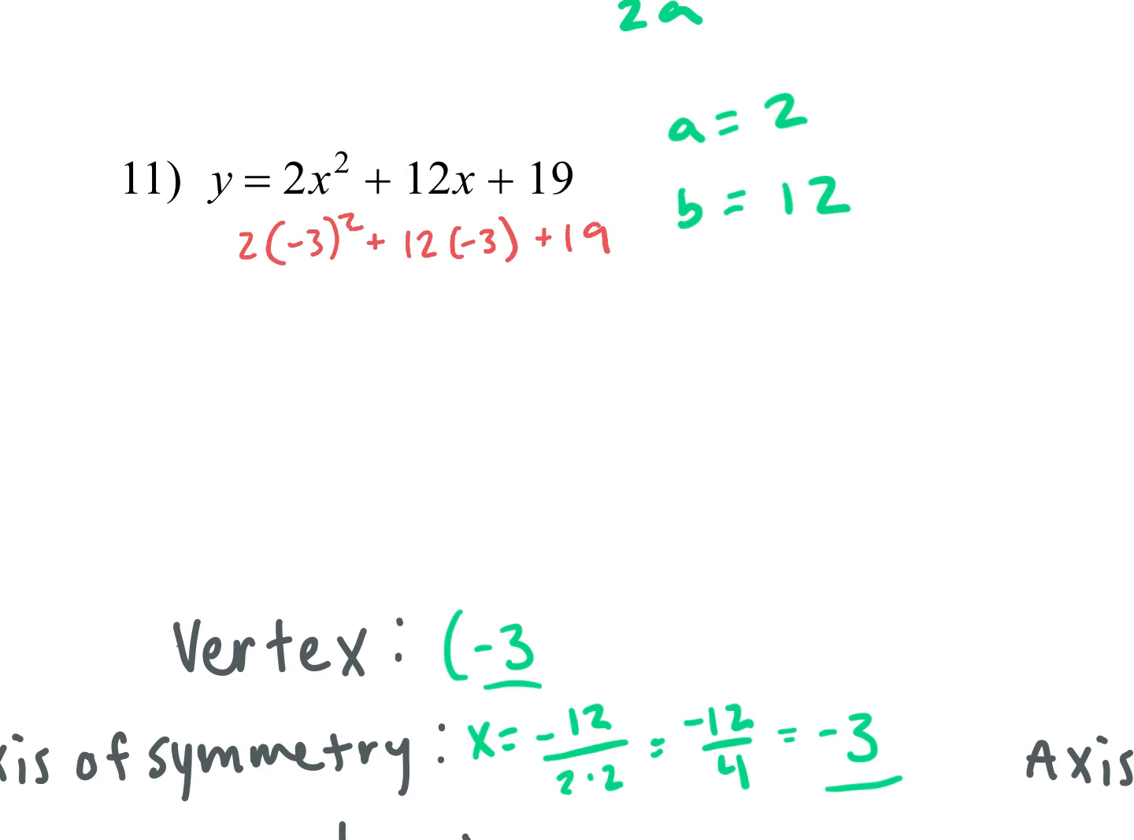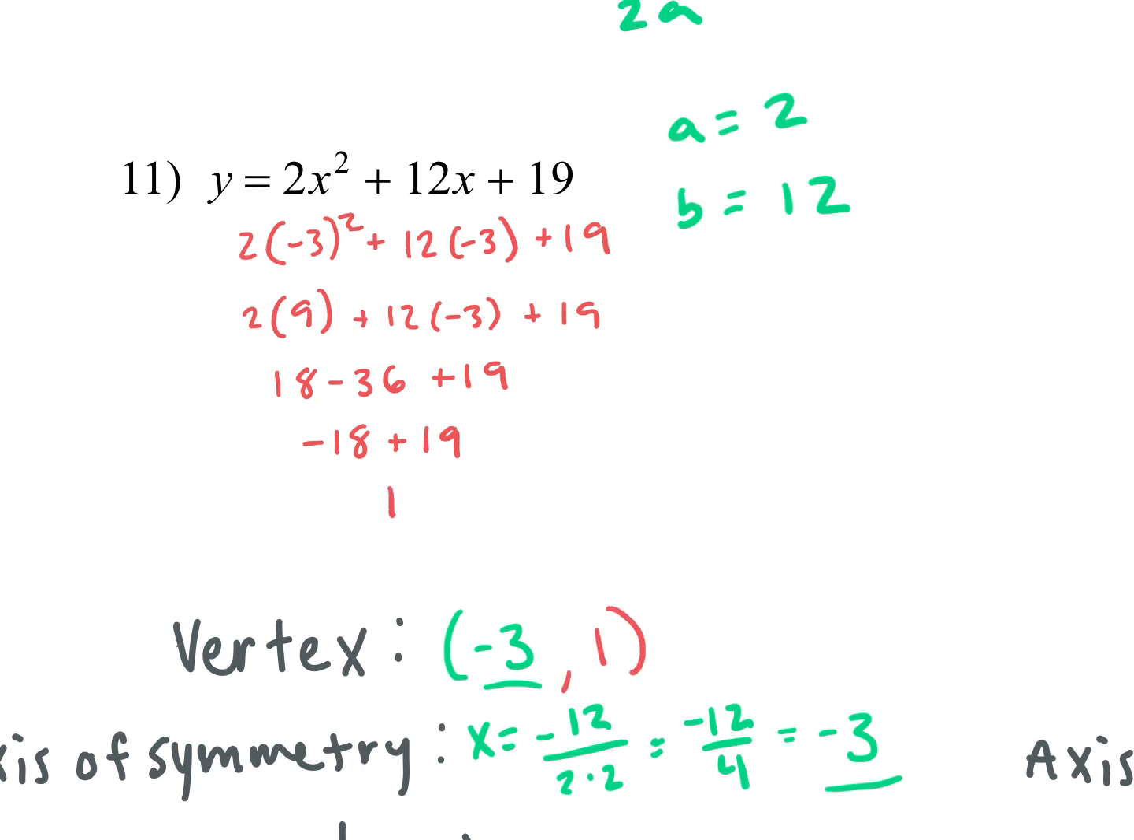What do I do first to solve? The exponent. So what's negative 3 squared? Positive 9. Negative 3 squared is like saying negative 3 times negative 3. So that would be positive 9. So 2 times 9 plus 12 times negative 3 plus 19. What's 2 times 9? 18. And 12 times negative 3? Negative 36 plus 19. What is 18 minus 36? Negative 18. And negative 18 plus 19? 1. So my second number in my vertex is 1.